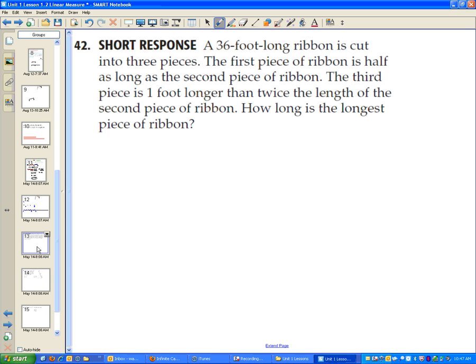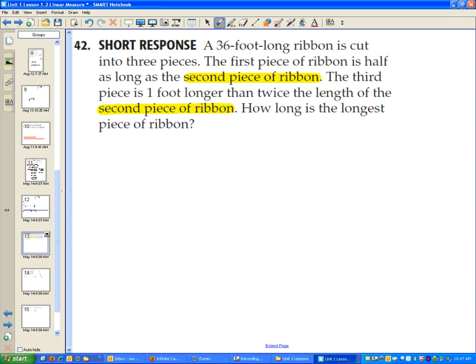It says a 36-foot long ribbon is cut into 3 pieces. The first piece of ribbon is half as long as the second piece of ribbon. The third piece is 1 foot longer than twice the length of the second piece of ribbon. How long is the longest piece of ribbon? Notice, and I highlighted it, the first piece is compared to the second piece, and the third piece is compared to the second piece. That tells me I want to call the second piece X. And then I'll figure out expressions for the others.